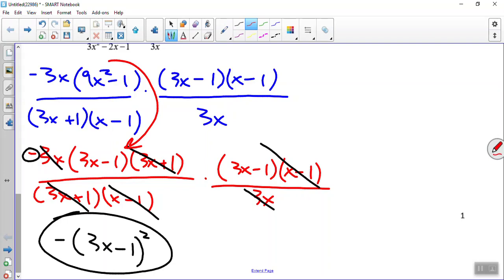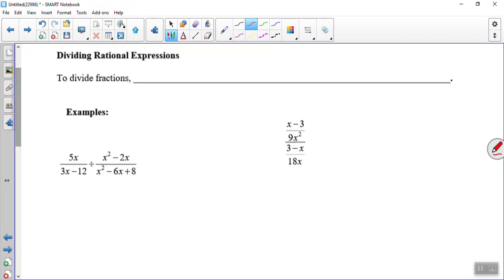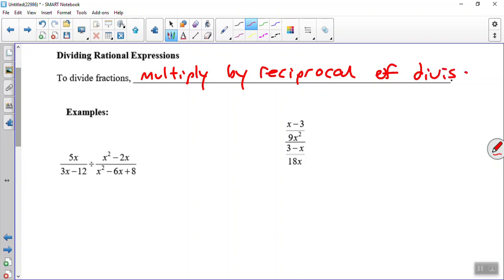All right. Again, you can't cancel 3x minus 1 here. You're multiplying those across. So you can write it as squared. You could just leave it as factors if you want as well. That's fine. So let's look at dividing. Okay, so dividing is very similar to multiplication, but there's one extra step. So dividing fractions. We need to multiply by the reciprocal of the divisor. The divisor is usually the one on the right in this case, or the one on the bottom over here.